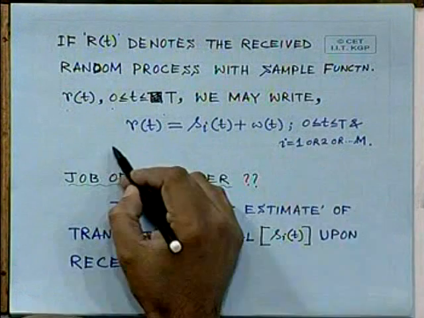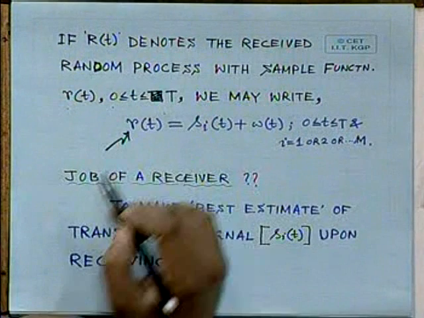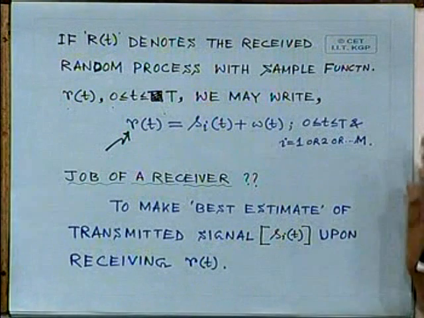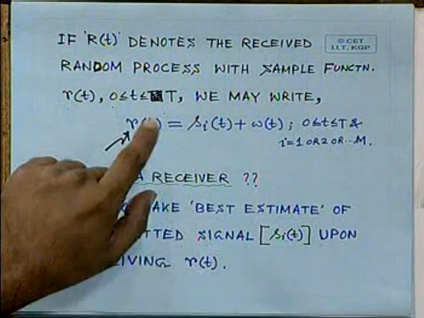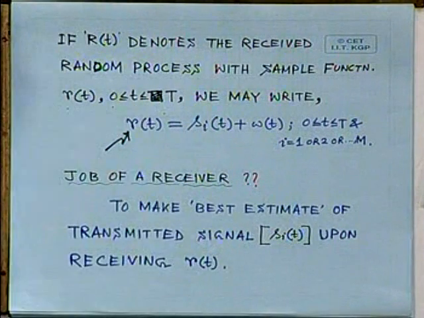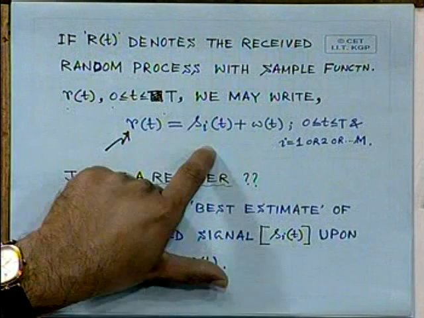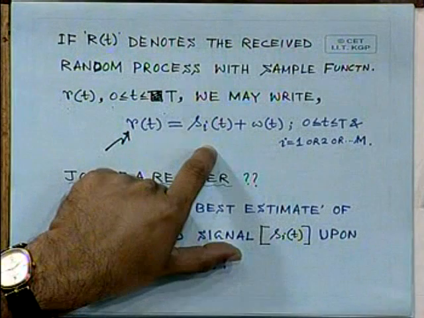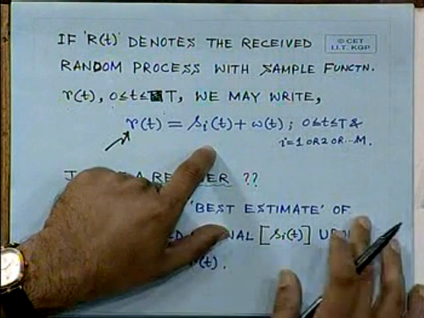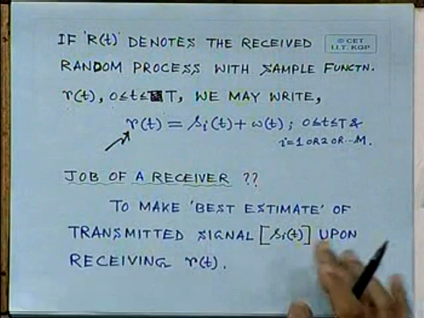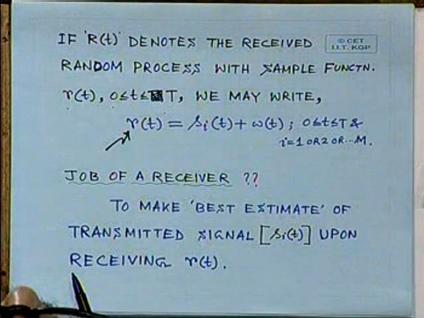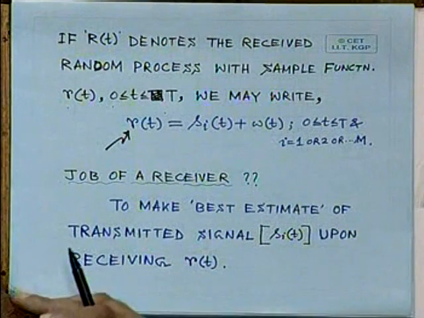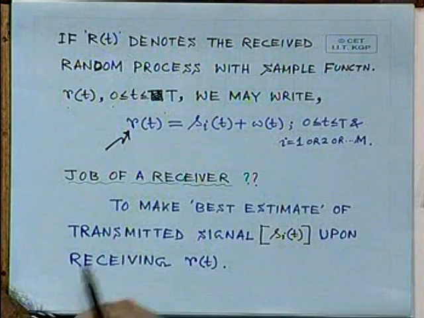and we may write this expression; I am sure most of you will accept that it is so obvious, that r(t), the sample function of the received random process, is the transmitted signal s_i(t), some ith signal, plus the noise sample function. Is there anything wrong in this expression? Very intuitive. And because I have considered my noise to be additive, which is usually so, I can write this.